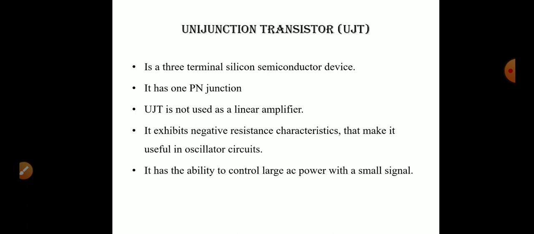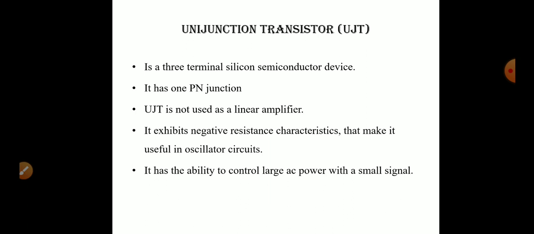This negative resistance characteristic is used for using UJT as an oscillator. Moreover, UJT has the ability to control large AC power with a small signal. We can use UJT as a triggering device for triggering SCR and triac.